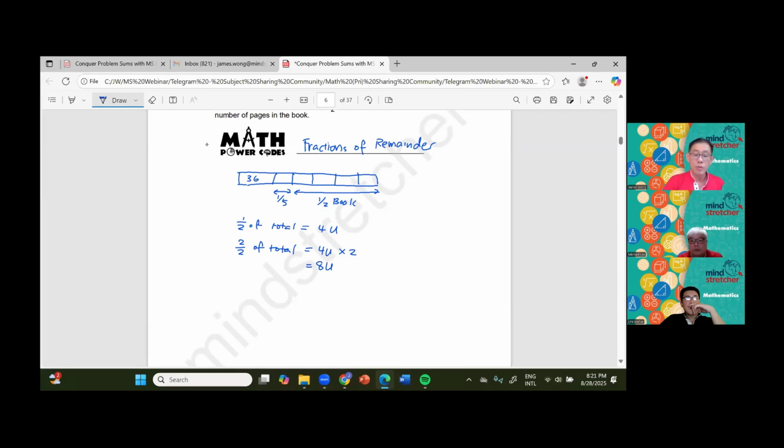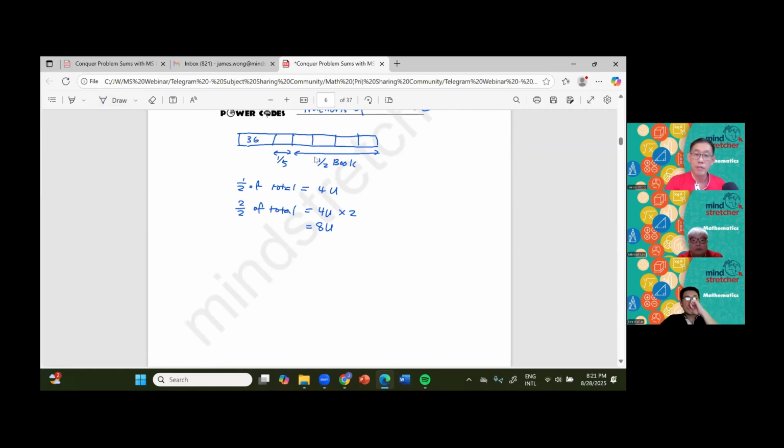With this, I can see quite clearly that altogether here, I have 5 units. This means that 8 units minus away these 5 units is equal to 3 units. And this 3 units must be equal to this 36. Once I have that, you're almost there. You will know that 1 unit is actually 12. Since I know 3 units is 36, I know that 1 unit represents 12 pages.